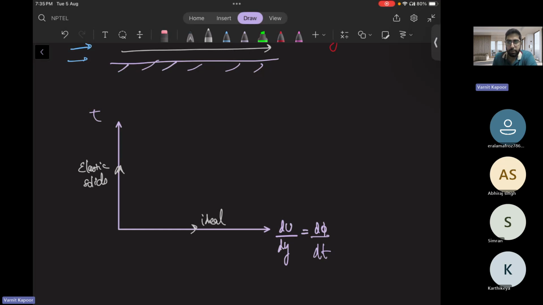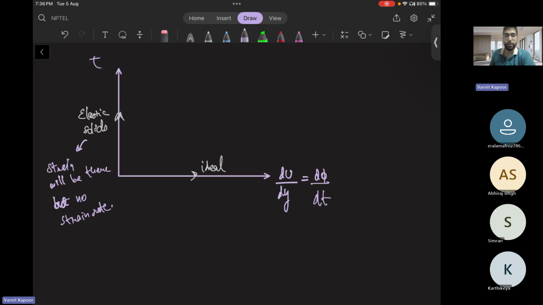Any doubts still here? So, sir, here strain will be there, but no strain rate for the elastic solids. I'll write this point: strain will be there, but no strain rate.